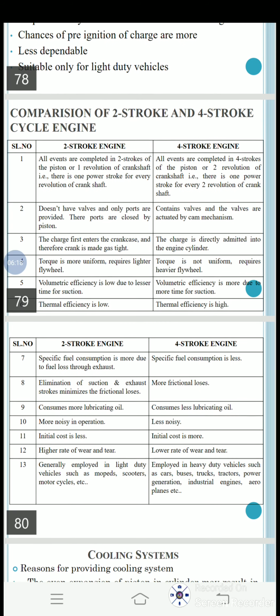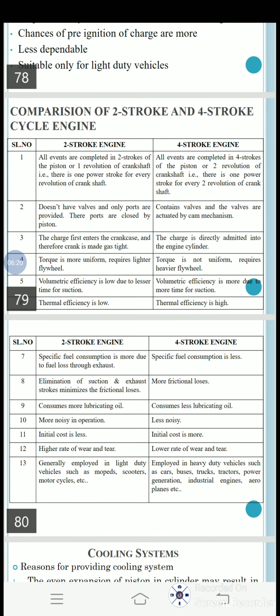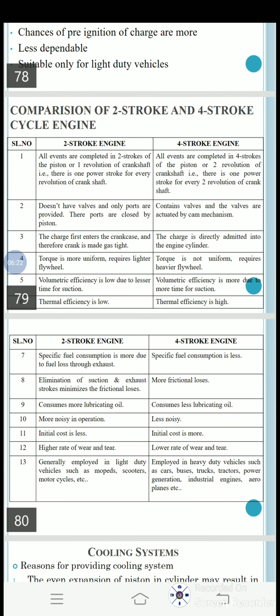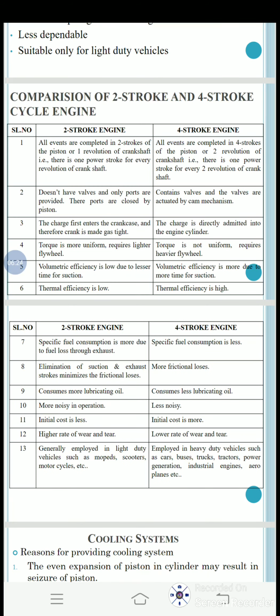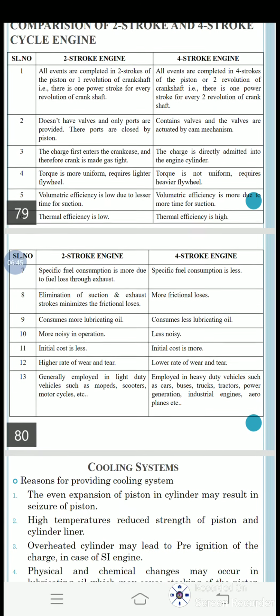In a two-stroke engine, the charge first enters into the crankcase and therefore the crankcase is made gas tight. In a four-stroke engine, the charge is directly admitted into the engine cylinder. The torque is uniform in a two-stroke engine, which requires a lighter flywheel. In a four-stroke engine, the torque is not uniform and requires a heavier flywheel. The volumetric efficiency of a two-stroke engine is very low. The volumetric efficiency of a four-stroke engine is very high.